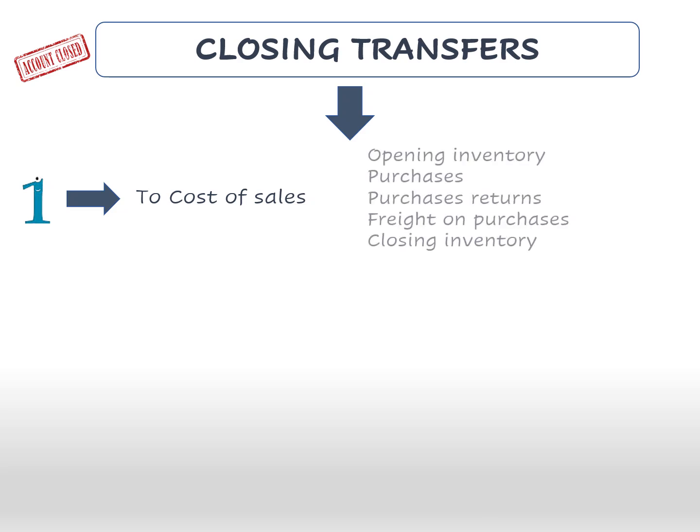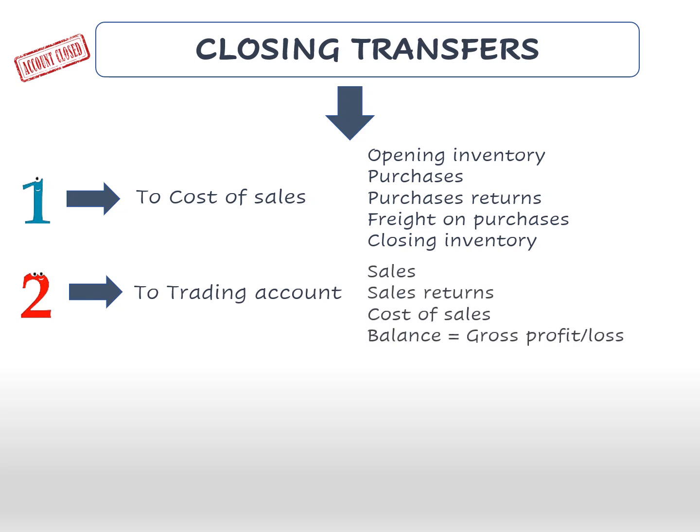The order in which the closing transfers are done will be as follows. First of all, the accounts that are closed off to cost of sales, which you already learned in chapter 4, are the opening inventory, purchases, purchases returns, freight on purchases, and closing inventory. The cost of sales account is then closed off to the trading account as well as the sales and the sales returns accounts. And then the balance of the trading account is the gross profit or loss.